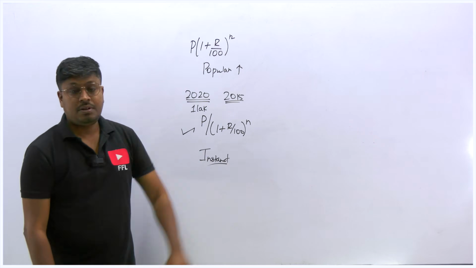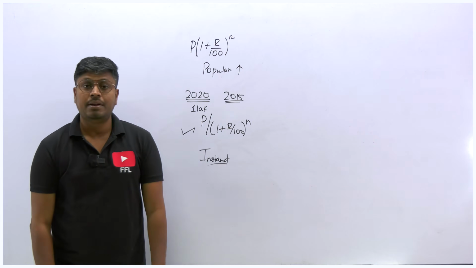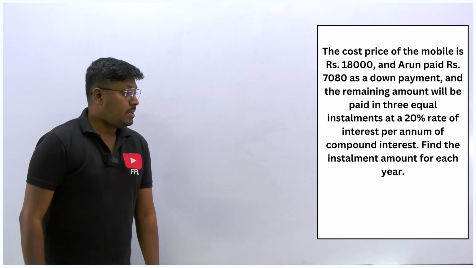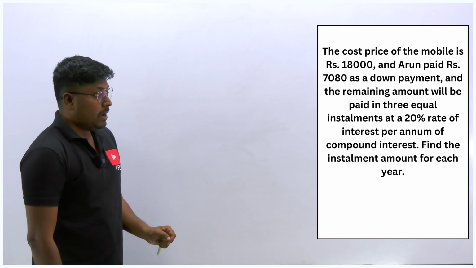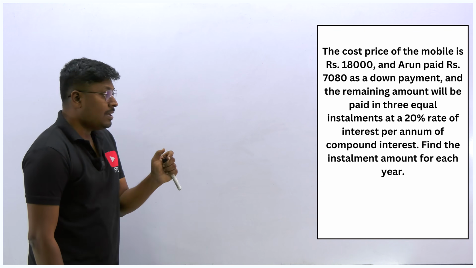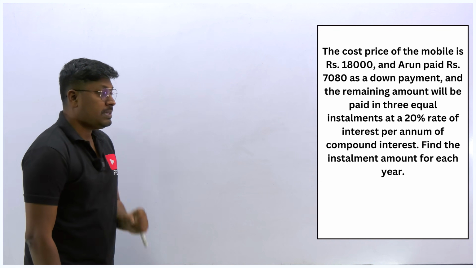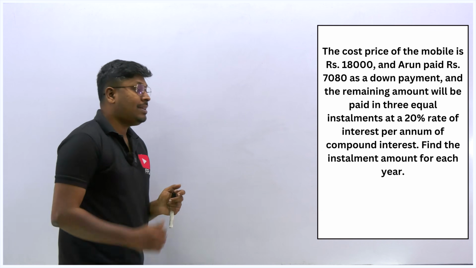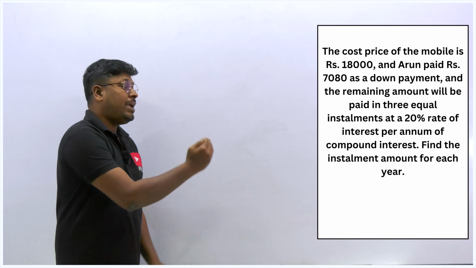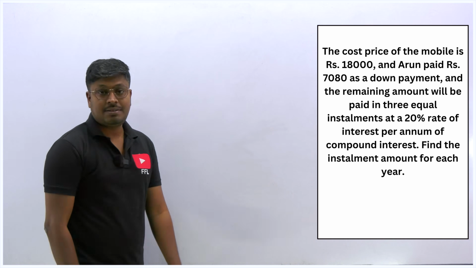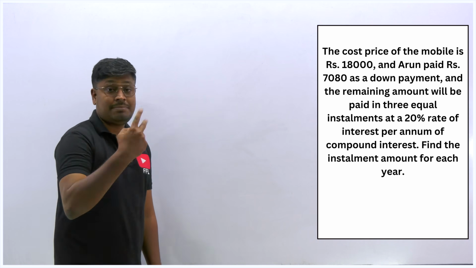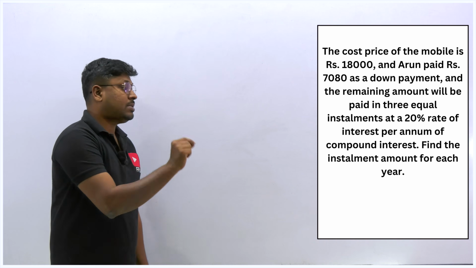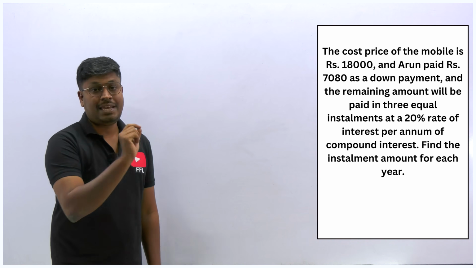Now let me move on to the question of simple interest and compound interest in video number 7. Here is the first question. The cost price of the mobile is rupees 18,000 and Arun paid rupees 7,080 as a down payment, and the remaining amount will be paid in 3 equal installments at 20% per annum rate of interest on compound interest. If it is simple interest, the question has to be solved differently, but here it's compound interest. So find the installment amount for each year.